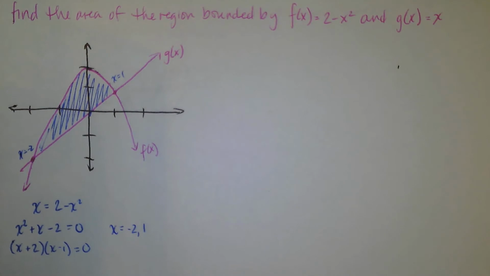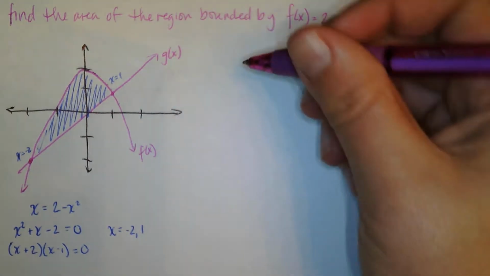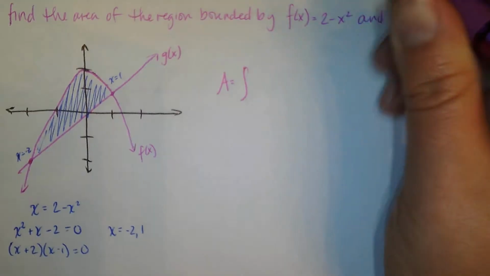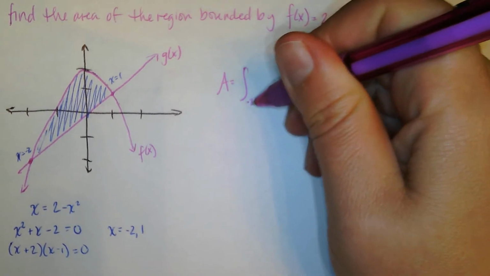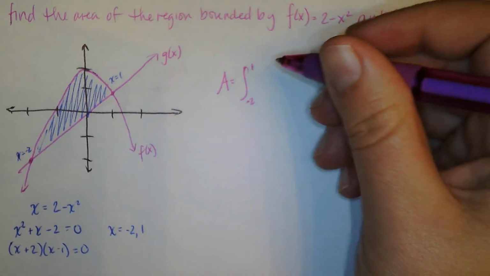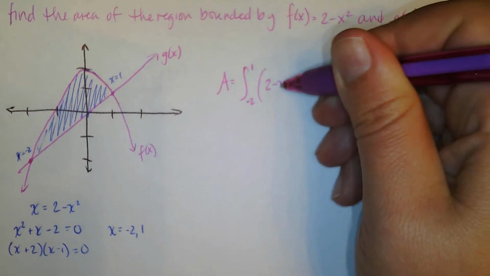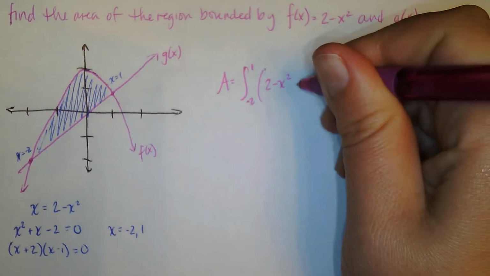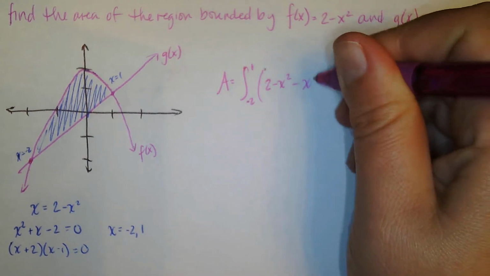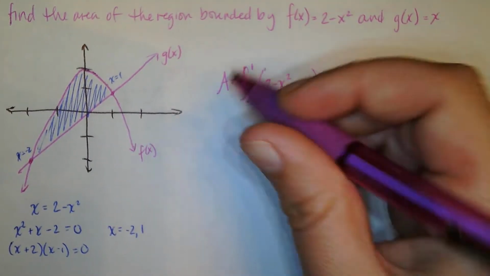So when we set up this integral, we are going to do the top curve minus the bottom curve. So the area is going to equal, we now know it's from negative 2 to 1, which we didn't know until we solved for the intersections. From negative 2 to 1 of f of x, which is 2 minus x squared, minus g of x, which is just x. Once you get this part set up, I don't think you guys have that much of an issue as far as doing the actual math here, but the setup might be a little bit challenging.